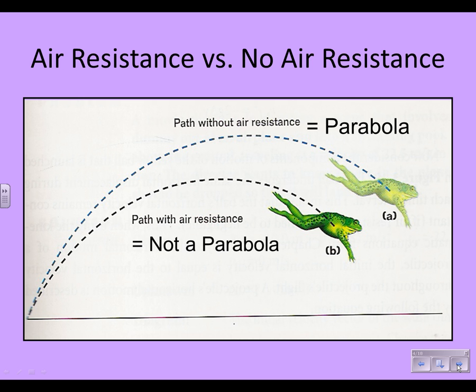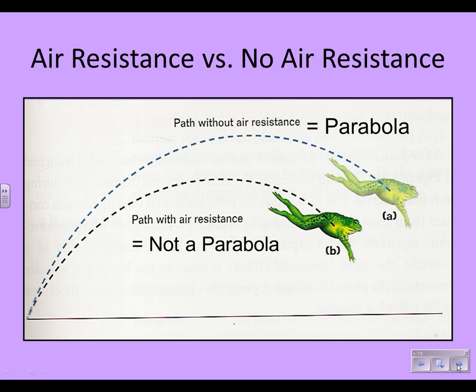So without air resistance, we have that nice parabolic path, but with air resistance, we'll see some deviation from that parabolic path. Depending on how much air resistance there is, that will determine how much of a deviation from that parabola we'll see. Okay? Good there?